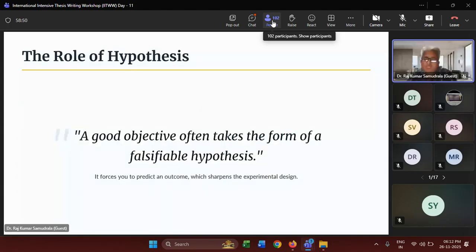It forces you to predict an outcome. We have to initiate with some outcome. If the outcome is achieved, then only the findings will be fruitful. Otherwise, we have to change the objective. We have to change the idea, which sharpens the experimental design. If that idea doesn't work, we have to change the experimental method or material. That's how the role of hypothesis is very, very important in choosing a strong objective.